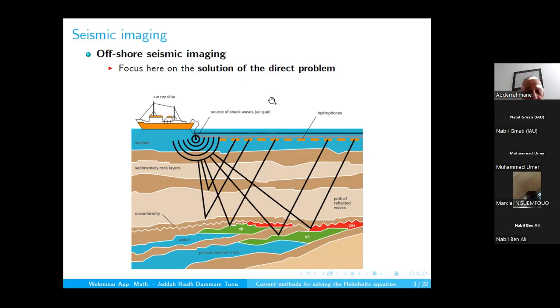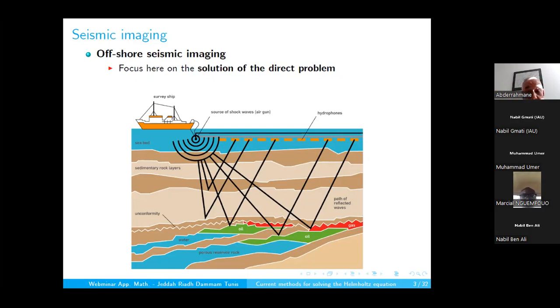What does it mean? A seismic imaging campaign consists of launching waves. Those waves are reflected by the medium, by the subsoil, and are collected by receivers here. And the data of the receivers constitute a seismogram, an actual seismogram.